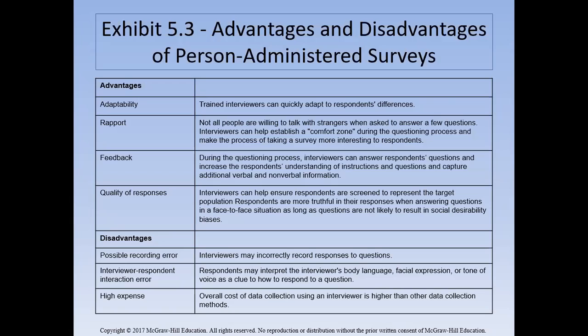Another is an interviewer-response interaction error. The interviewer might show some reaction to a certain question, and the person answering might become more protective and answer differently. So that's another way you might run into a disadvantage. It is also usually very expensive, because you are paying people at least minimum wage to question people in the mall or to make phone calls.